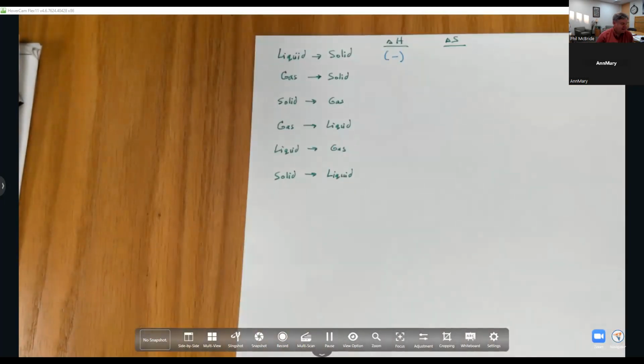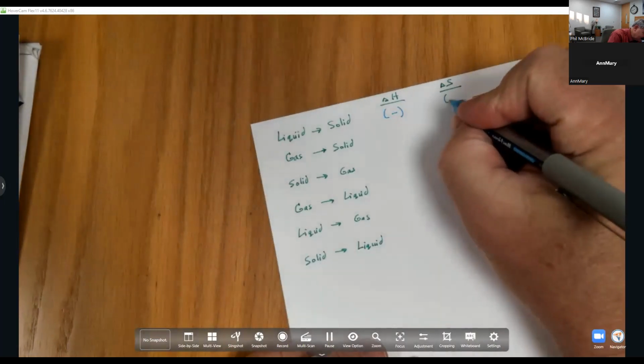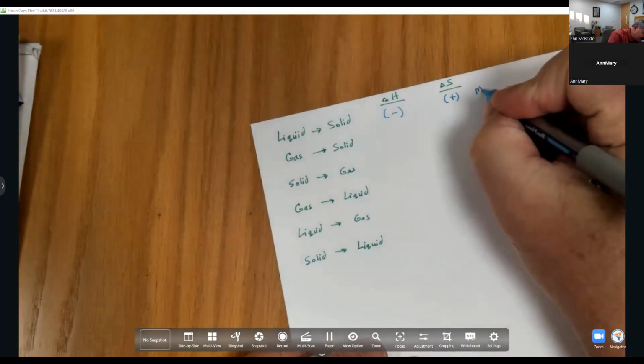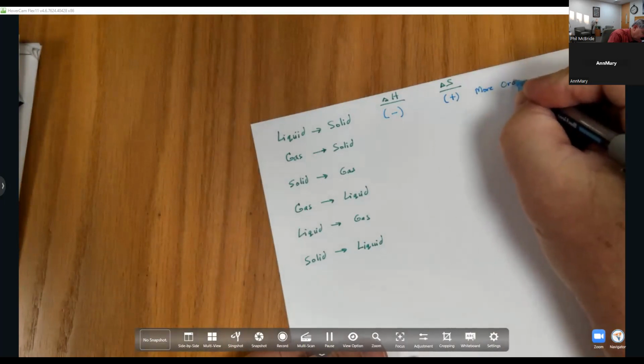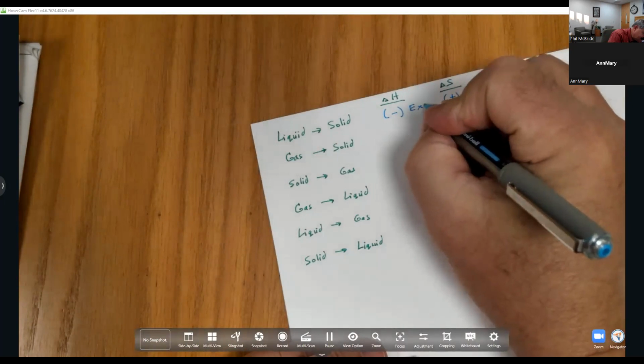All right, and as you go from a liquid to solid, are you getting more ordered or more disordered? More ordered. So is that positive or negative? Positive. So more ordered, and this one is exothermic.